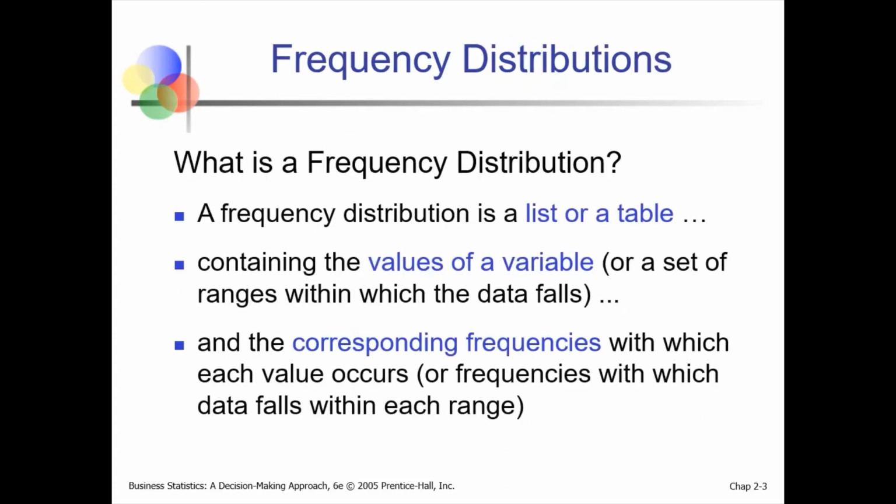Okay, so first, let us discuss frequency distribution. It says here that a frequency distribution is a list or a table. It contains values of variables and corresponding frequencies. So, frequencies, right, is like an amount, or how many times something occurs, right?